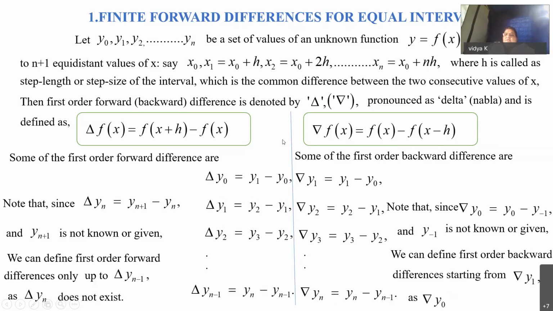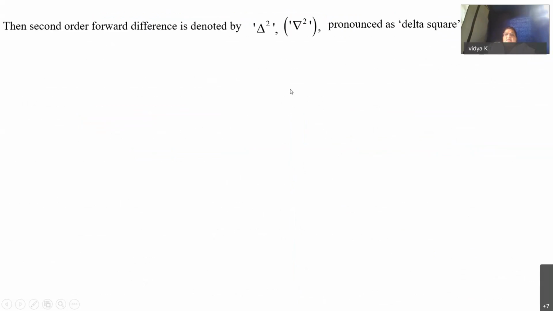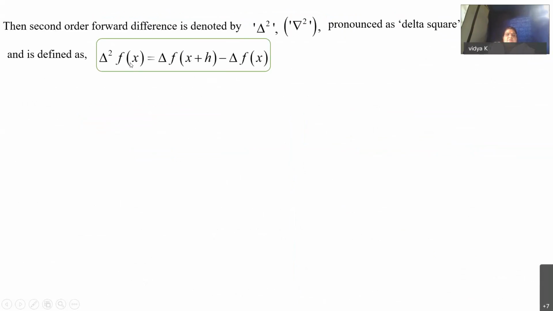So we move on to the next slide now. Similarly, we can define the second order forward differences, and the notation for it is delta square, or for backward it is nabla square, pronounced as delta square and nabla square. And it is defined as follows. What is delta square of f of x?